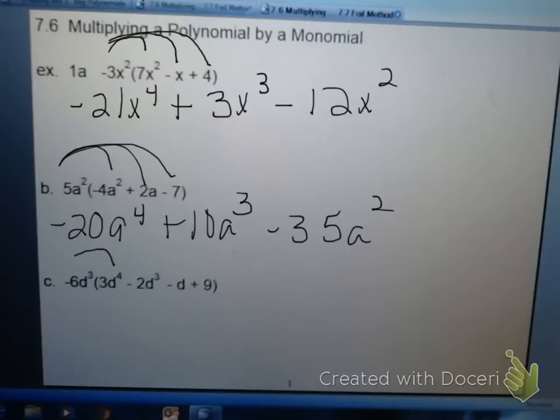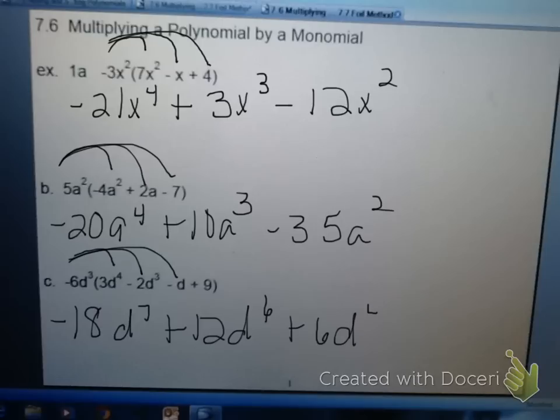Example C, we're going to multiply and get negative 18d to the 7th plus 12d to the 6th plus 6d to the 4th minus 54d to the 3rd.